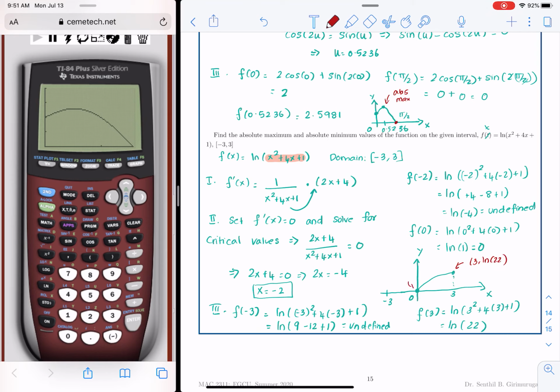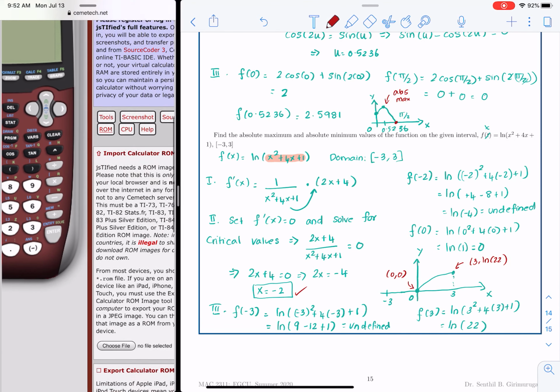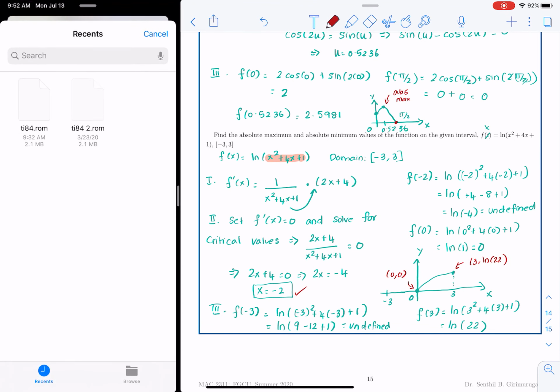The absolute minimum is at 0, 0. The reason being, the other values do not exist. Even though we have a critical number, that's fine. Critical number is where the derivative is 0, or it simply doesn't exist. And we got -2, but the function doesn't exist at -2. So let's see if this works out. The derivative exists, but the function doesn't exist. So let's graph this and see if our interpretation is right.